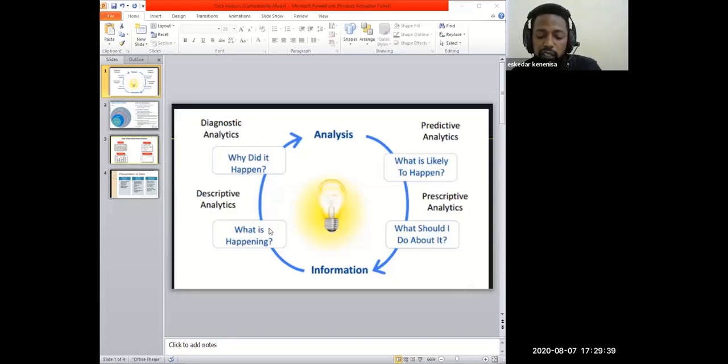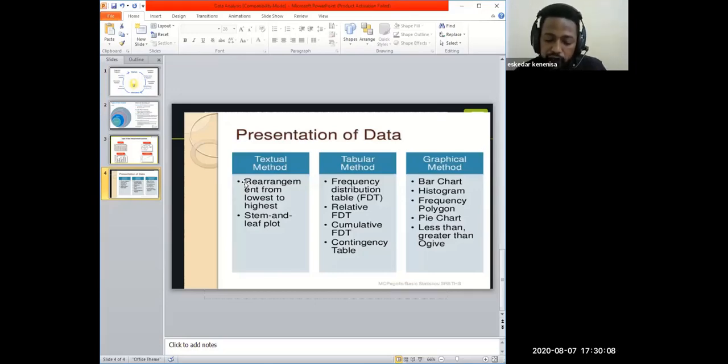The types of data analysis, as you can see from the slide, there are different types of data analysis techniques. However, the major types of data analysis include text analysis, statistical method, diagnostic analysis, predictive analysis, and prescriptive analysis. These different types of data analysis are presented in these forms: textual, tabular, or graphic methods.